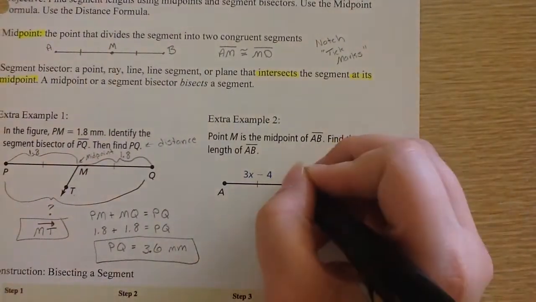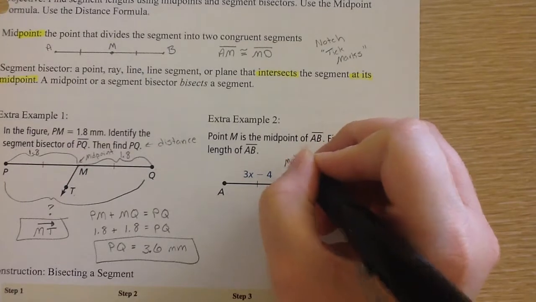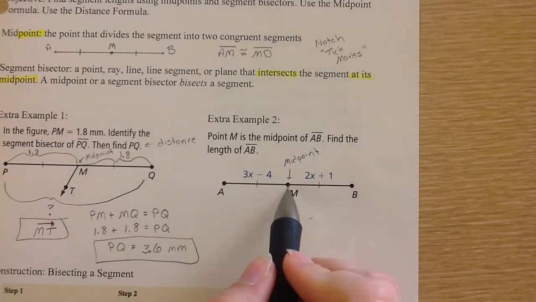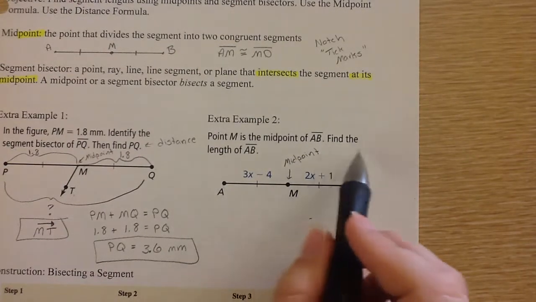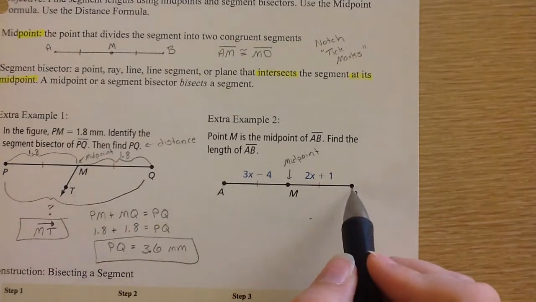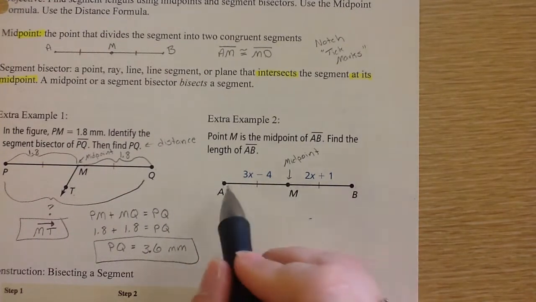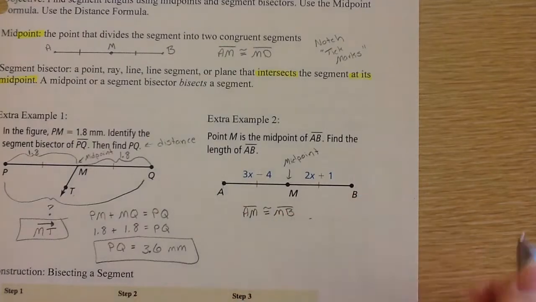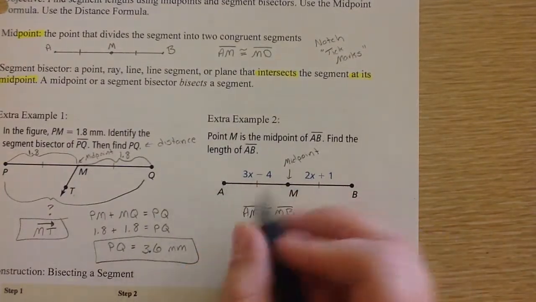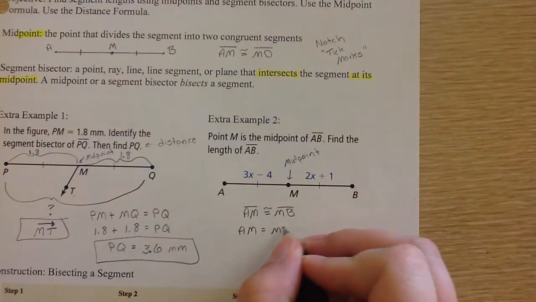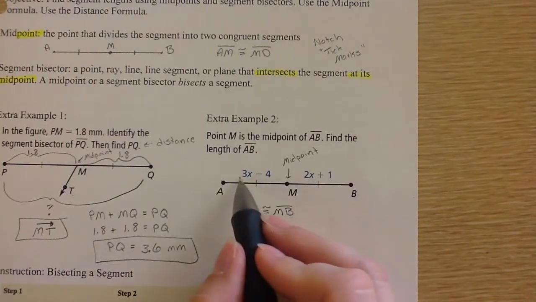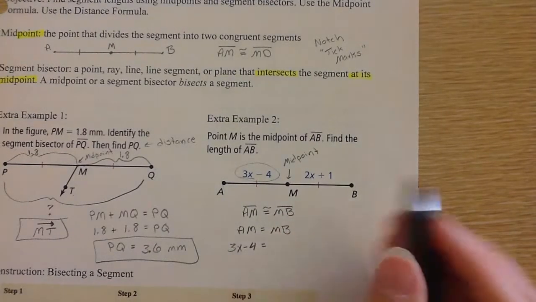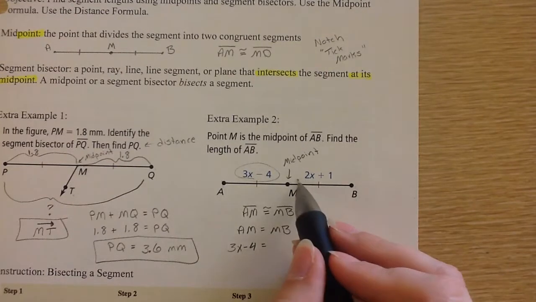Okay, extra example 2. Point M here is the midpoint of segment AB. So that tells me that AM is congruent to MB. Find the length of segment AB. So since M here is the midpoint, I know that AM is congruent to MB, which tells me that their distances are equal. The distance from A to M is equal to the distance from M to B. But we know the distance from A to M. They give it to me. It's 3x minus 4. That has to equal, they give me the distance from M to B, that is 2x plus 1.